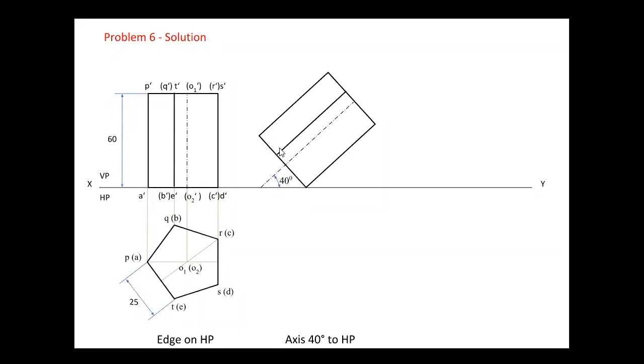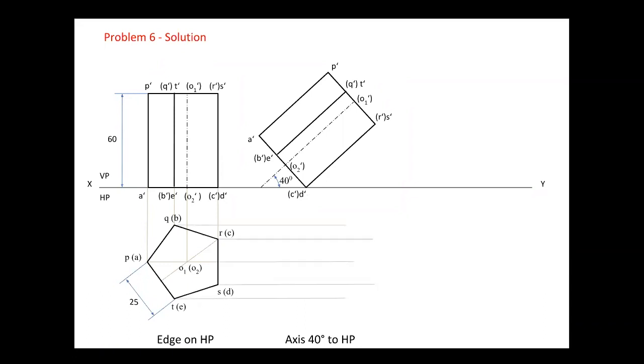Then draw the line. Then from this point, draw 90 degrees. The length of this rectangle is 60 mm. So from this point 60, from this point 60, from this point 60, cut it, close this down. When I close this down, the namings I have here will be the same on this part: P dash, Q dash, T dash, O1 dash, R dash, and S dash. On the similar background, I have A dash, B dash, E dash, C dash, and D dash.